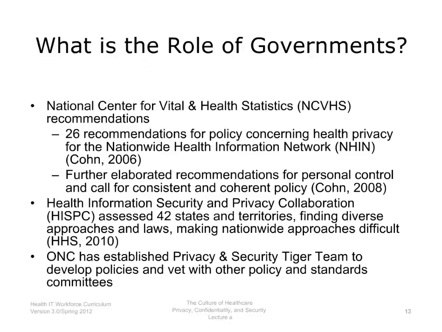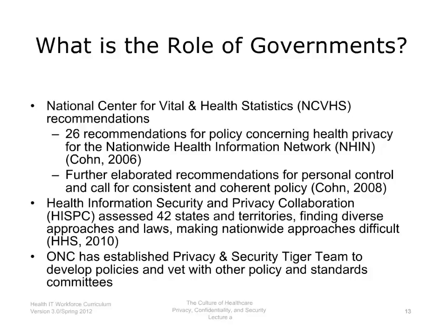One question to ask is, what is the role of government in protecting privacy and confidentiality? This discussion will begin by looking at the U.S. and then move to other countries. In the U.S., the National Center for Vital and Health Statistics, or NCVHS, has weighed in over the years on a number of privacy and security issues. In 2006, it released a set of 26 recommendations for policies concerning health privacy for the nationwide health information network. Further recommendations have been released for personal control of health information, and again called for a consistent and coherent policy.